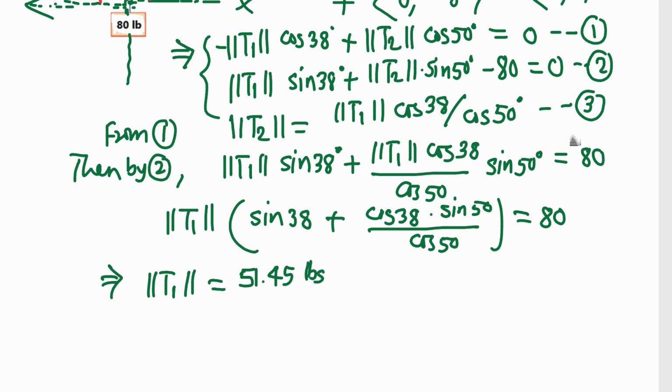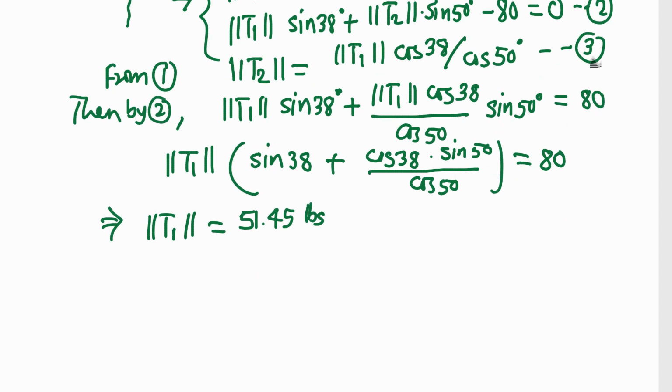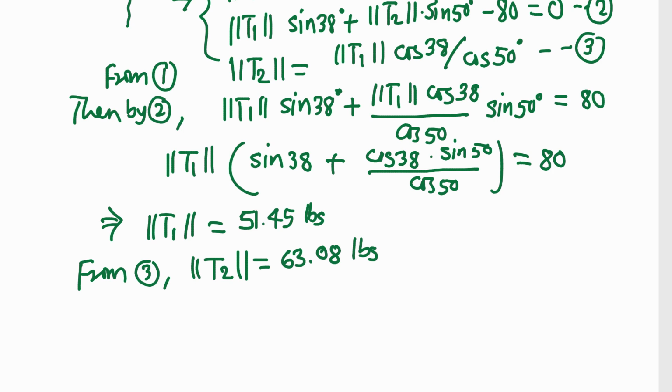Plug T1 into equation 3, and we get T2. From 3, just plug in, use your calculator. T2 is then 51.45 times cosine 38 divided by cosine 50. Use your calculator. This comes out to be 63.08 pounds. And these are the two answers. That's the answer.